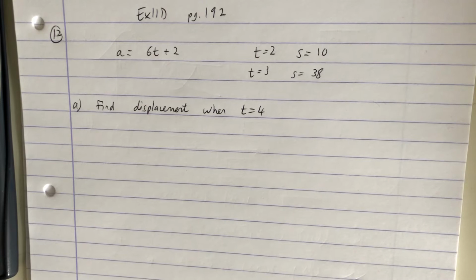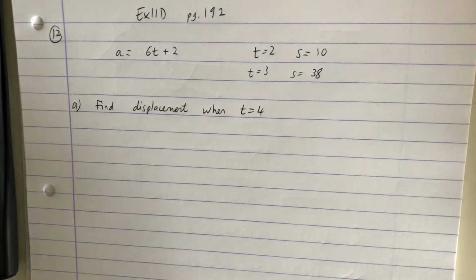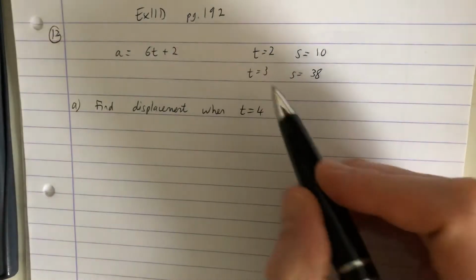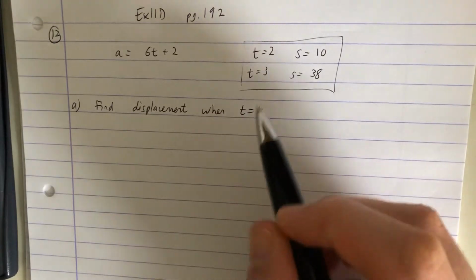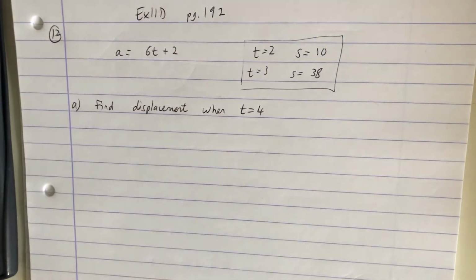Just going to go through a question from exercise 11D that was requested. Apparently it's quite tricky. So we've got an acceleration formula given to us, 6t plus 2. And we're given some information, which is when t is equal to 2, the displacement is 10. And when t is equal to 3, the displacement is 38. And that should be enough information for us to work out the displacement when t is equal to 4.